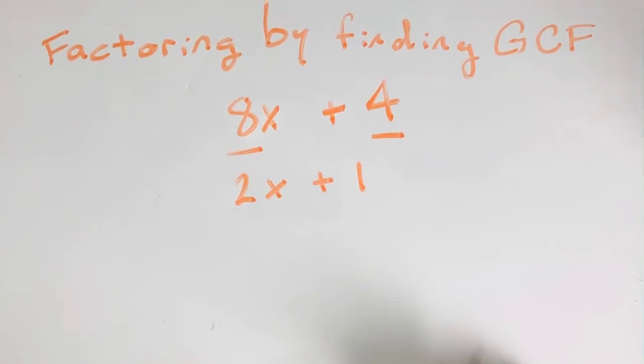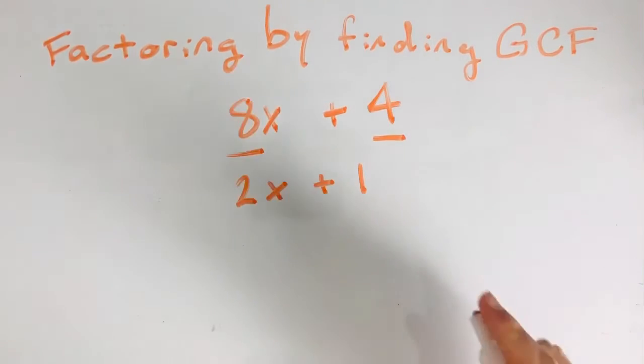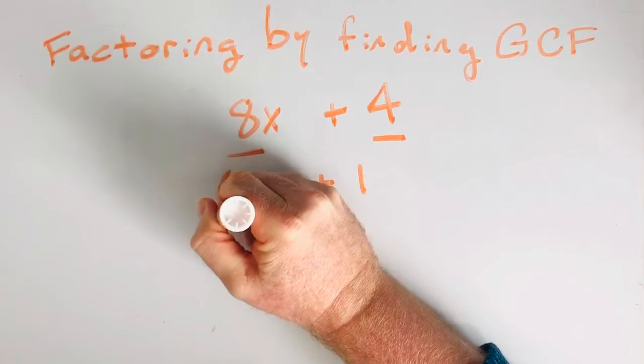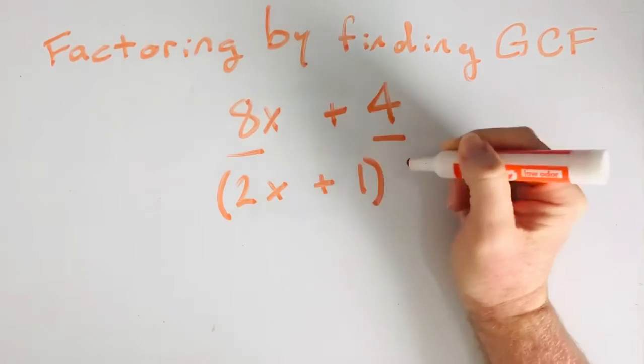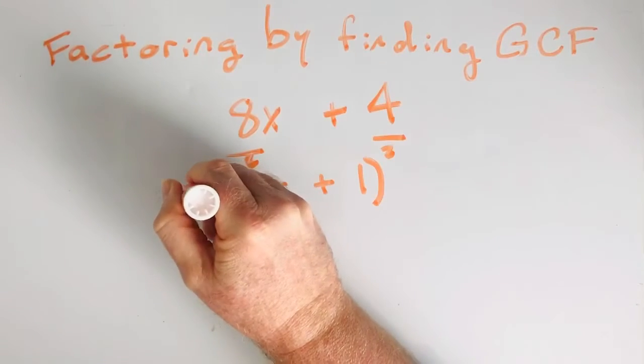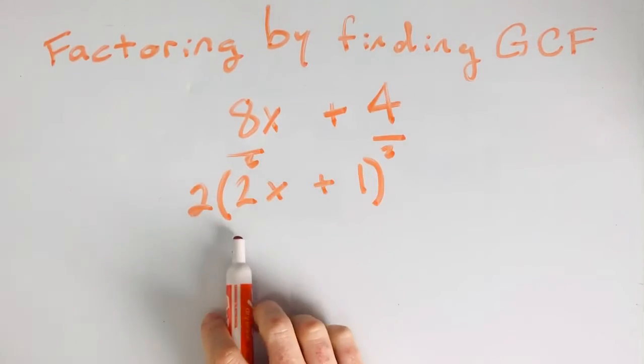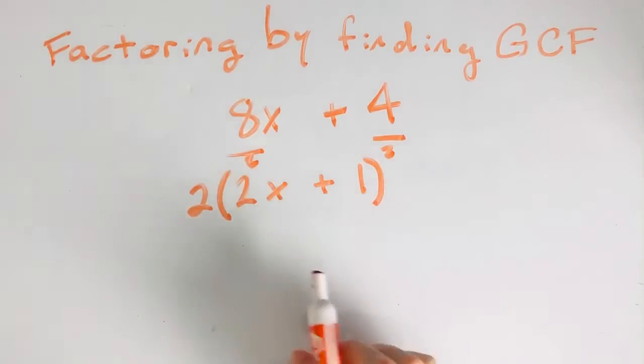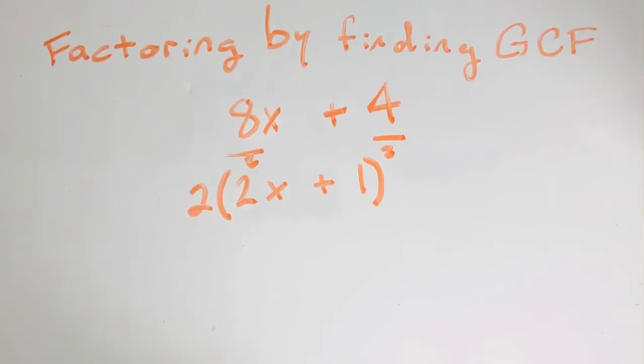But 2x plus 1 is not the answer. It's not the whole answer. It's only a part of the answer, because I need to remember that I divided out a 4. So the answer is 4 times 2x plus 1. You've got to remember both parts.